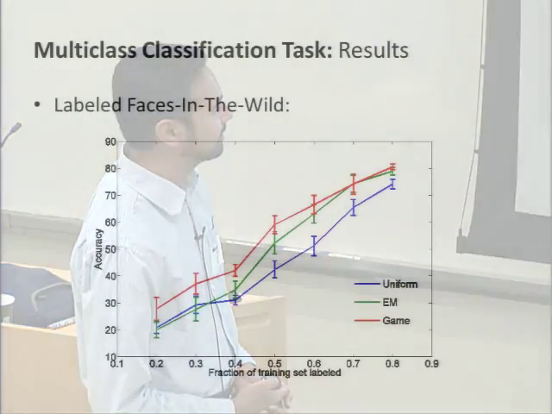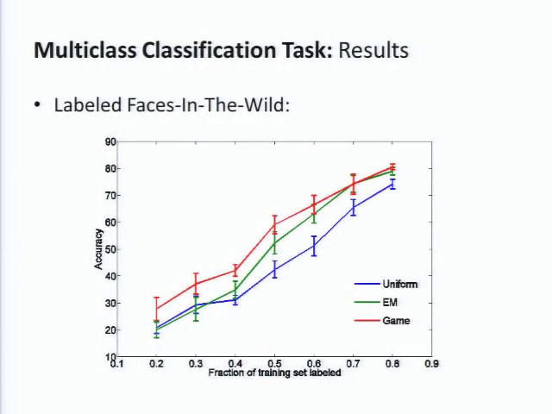Okay, so here are the results. Again, this is a 10-class example, and again we're reporting accuracy. Over the range of the fraction of the data set that's labeled, we're showing small but consistent improvement over the existing algorithms.